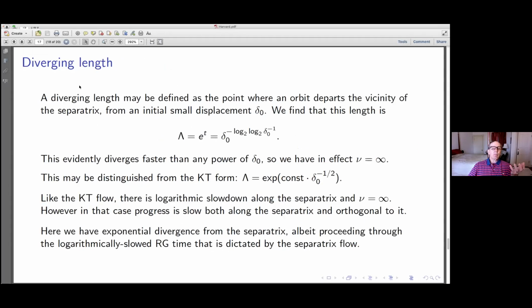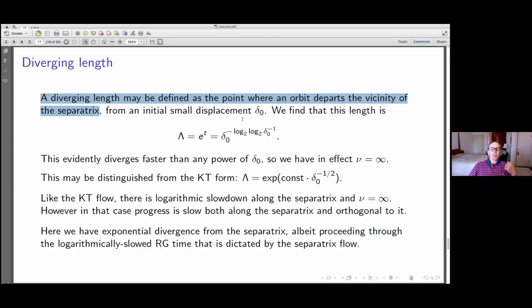And so, okay, we can proceed to analyze the behavior of the diverging length. I don't think I want to go through the details of the analysis, but at this point, it is just an analysis of what is essentially a 2-parameter flow, although it's defined in terms of a recursion instead of a flow. We can define a diverging length in the usual fashion. Really, it's the length scale at which an orbit departs the vicinity of the separatrix from an initial small displacement delta 0.